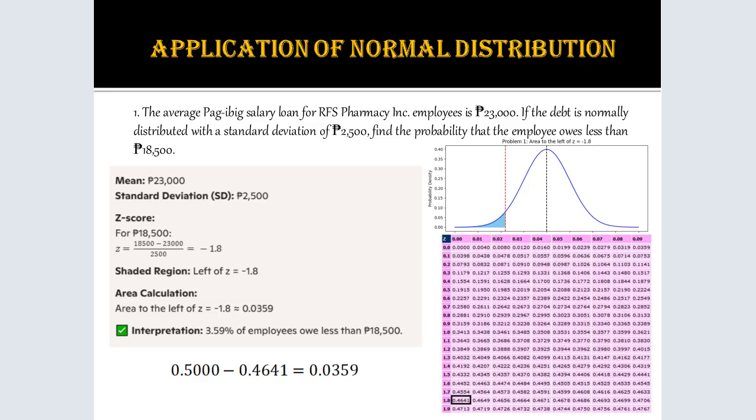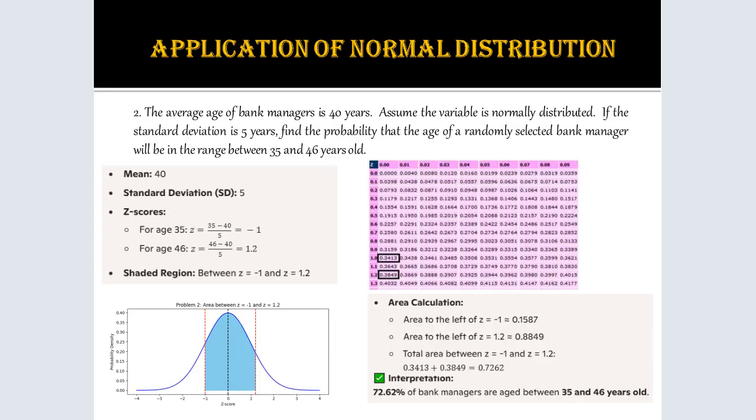And multiply it by 100, that will give us 3.59%. So meaning 3.59% of the employees owe less than 18,500 because that is on the left. Again, z-score ng ating 18,500 is negative 1.8, so nasa left. Para mas mababa, it should be on the left side. So 3.59%.